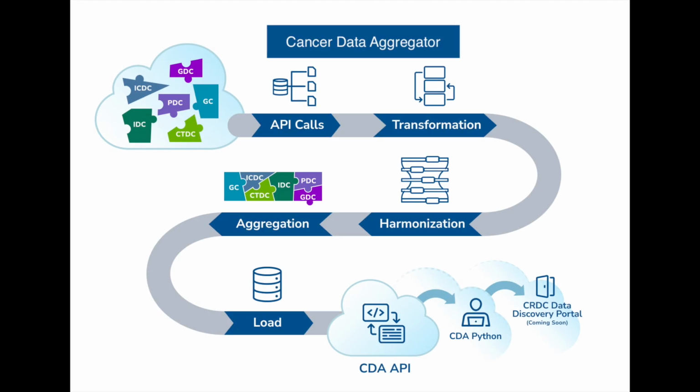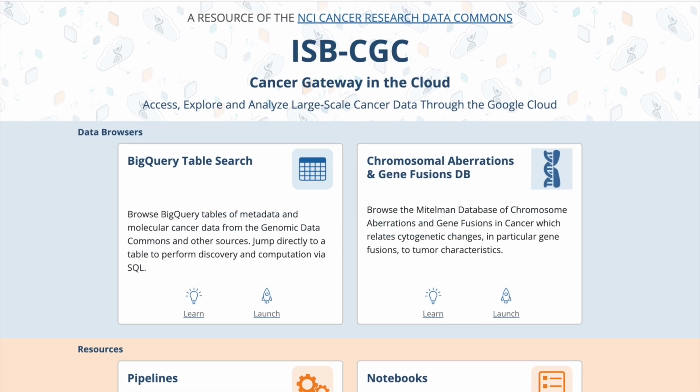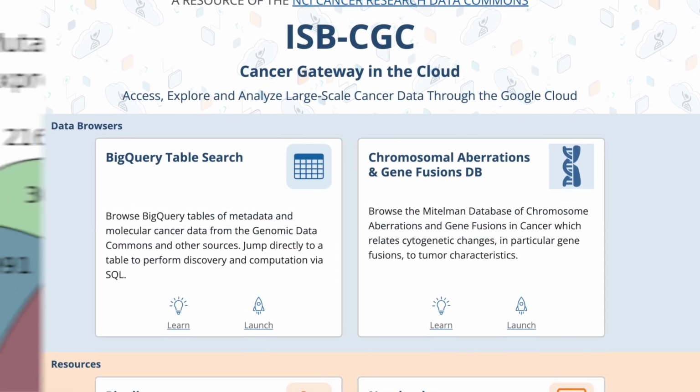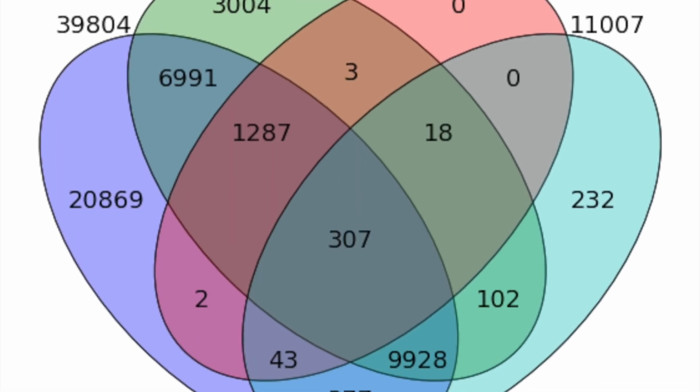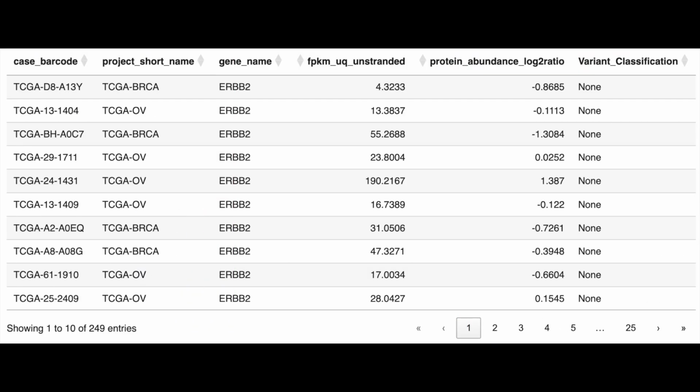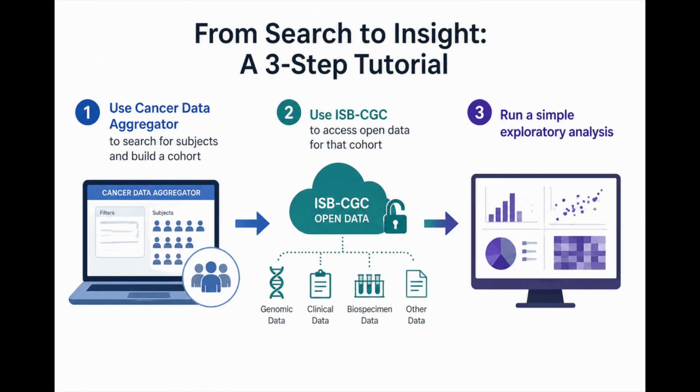In this video, I will show you how tools like Cancer Data Aggregator and ISB-CGC let you search across systems, locate overlapping data, and build a usable cohort. So we will build a query, combine that data into a single data set, and do a small analysis.